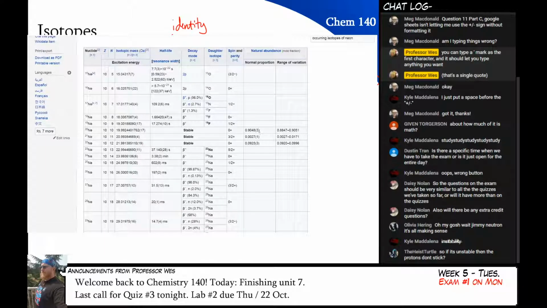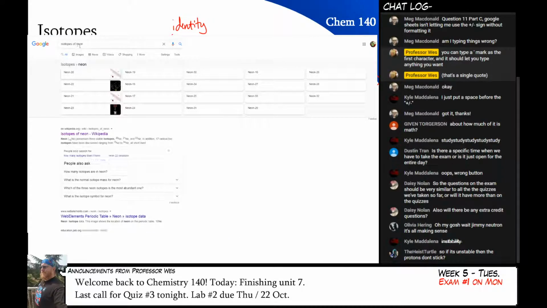And so this is saying that in a normal sample of neon that you would find on Earth, 90.48% is neon with 10 neutrons, 0.27% is neon with 11 neutrons, and 9.25% is neon with 12 neutrons. So that's how we identify isotopes, and then how we find information for them. And you can do this for any isotope you want.